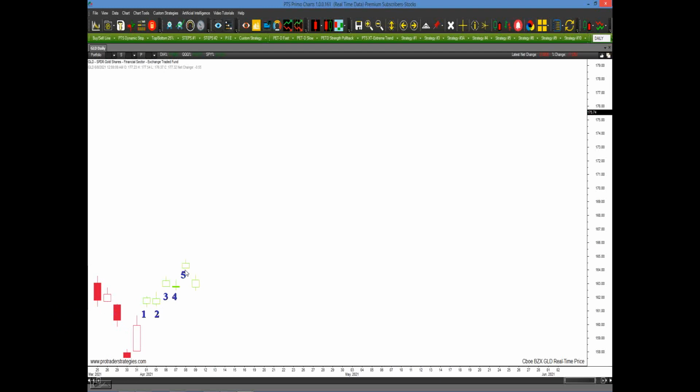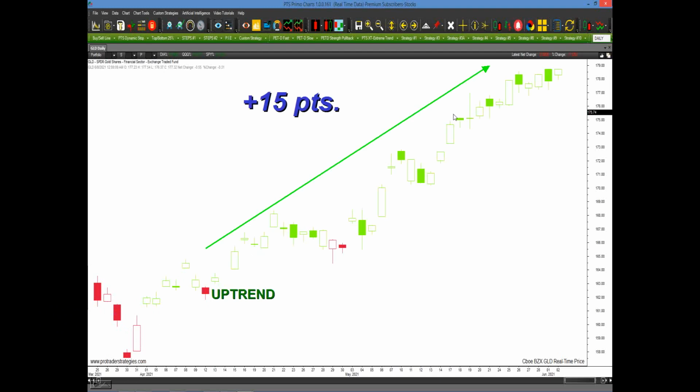So let's see what happened. We had at least 5 here, so we know the uptrend is in place. We have 1 red bar. Now we have to see it followed by a green bar, which it was on the very next one. So that is our uptrend signal. And look, this was in mid-April. Coming into June, we have come up 15 points in gold.